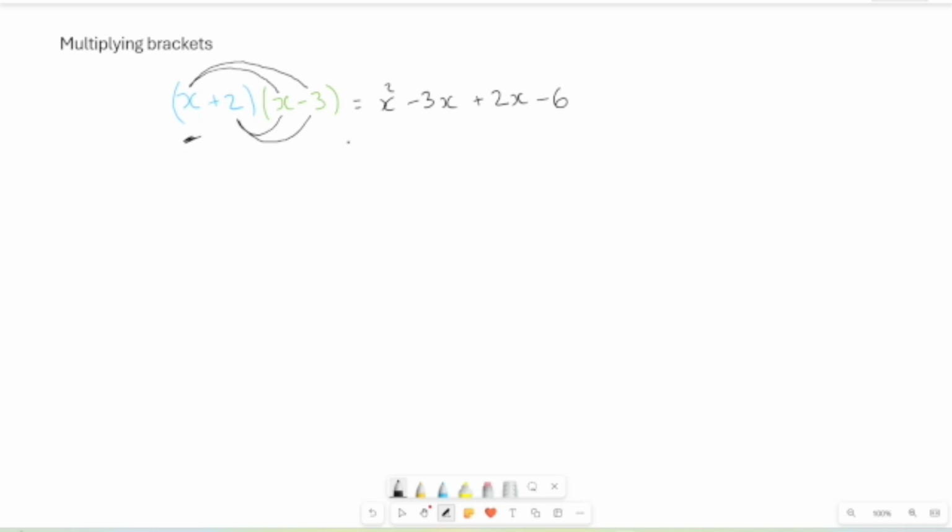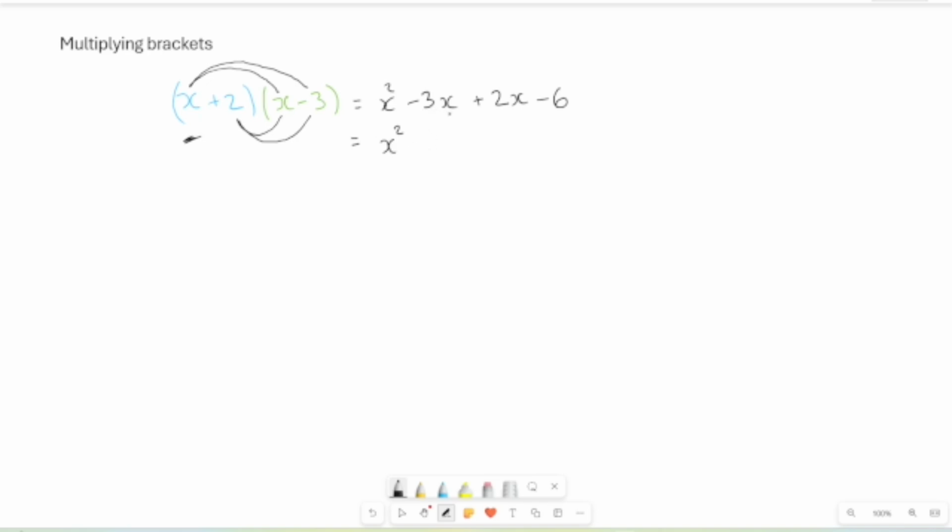And that is a correct answer, but what we can do is tidy it up a little bit, because I've got two terms with just x in here. I've only got one term with x squared, and I've got one term that doesn't have an x in. I can't really do much with those. There's nothing I can add to x squared, like another term with x squared.